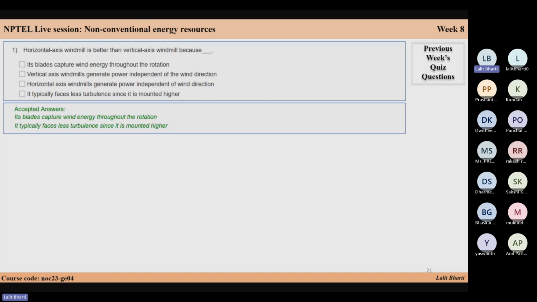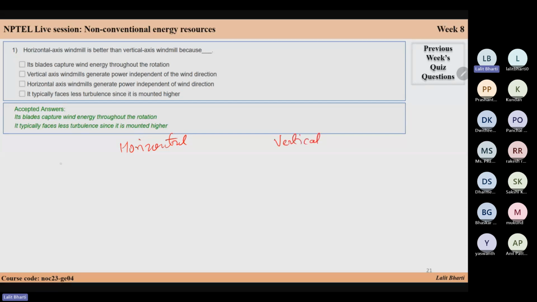Okay, so let us come back to our discussion. So we are having 6-7 questions more. So we'll quickly go through them. The question one is: horizontal axis windmill is better than vertical axis windmill because... So basically we need to compare the horizontal one with your vertical one.